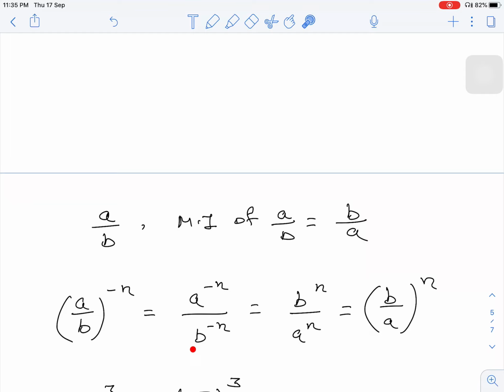So what I have to do? I'll bring it to the numerator. So now what is our answer? b raised to n upon a raised to n. Again, both the numerator and the denominator have the same power, so we can write it together, as we have learned in the laws of exponents. So what will be our answer? (b upon a) raised to n. Now, what have we learned from this?